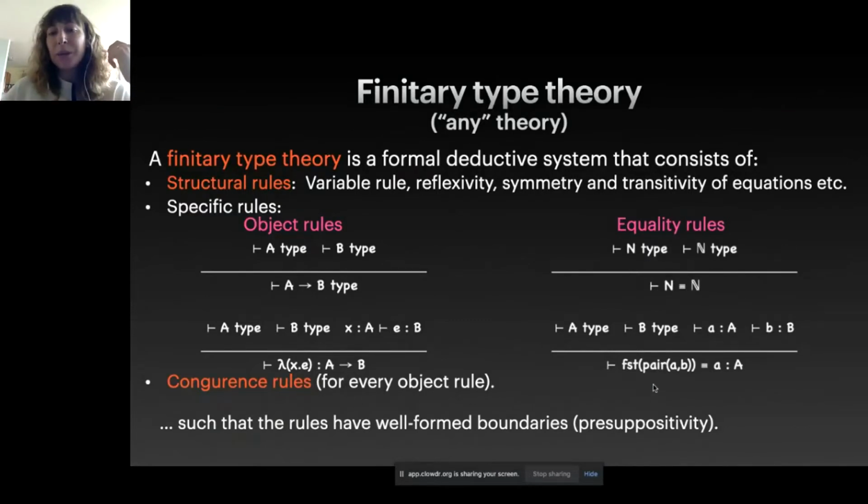So object and equality rules differ just by whether a conclusion is an equality or if it's an object judgment, as we call it. And these are sort of the rules that are specific to a type theory, right? So if we want natural numbers, we need to give the rules for the natural numbers. If we want to make functions, we need to give the rules to make the arrow type, the pi type, and so on. And of course, we have the congruence rules that are sort of structural rules, but I said that separately because for every object rule, we have a congruence rule as well.